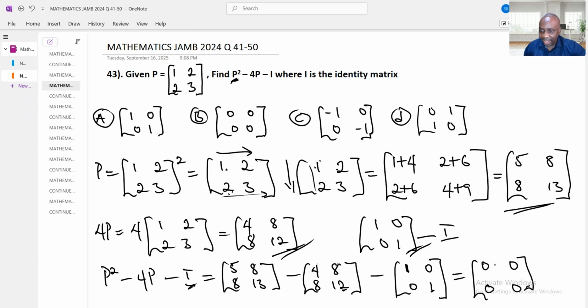Therefore, our final answer is 0, 0, 0, 0. Do we have that? Yes, option B is the correct answer. Our answer is 0, 0. Let's move to the next question.